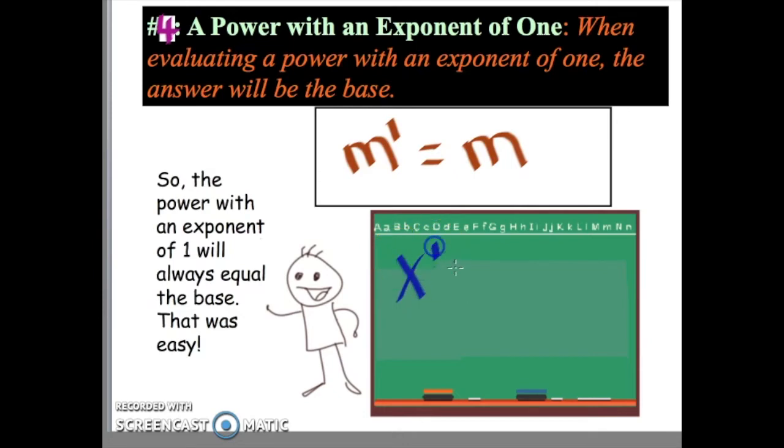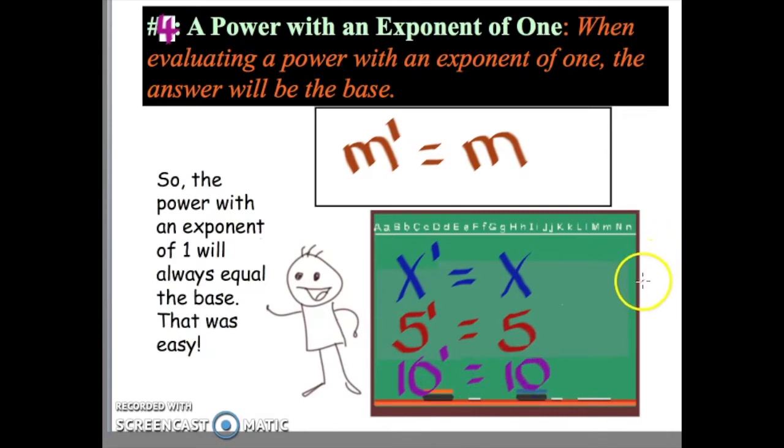X to the first power would equal my base. Okay, let's try another one. 5 to the 1 power would equal the base. Hope you guys are catching on. It's pretty simple. Let's look at one more. 10 to the 1 power would equal the base. Pretty easy, huh?